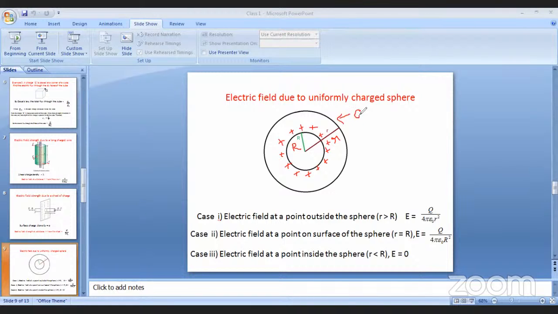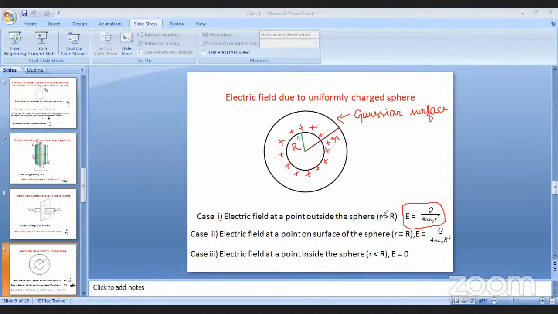The outer sphere is the Gaussian surface. The Gaussian surface for a sphere is another sphere of radius small r, because you need to calculate the electric field at the distance small r only. So at this point, what is the electric field? It is given by E equal to Q by 4 pi epsilon naught into small r square.